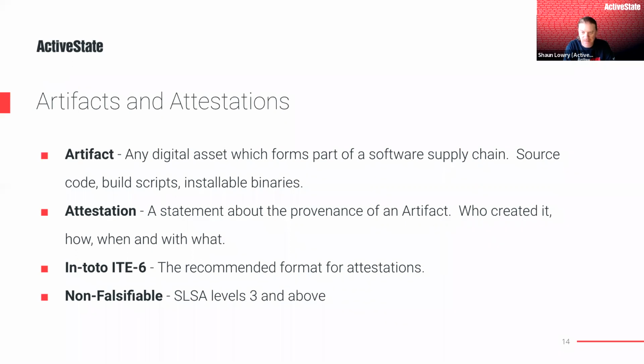An attestation is a machine-readable statement about the provenance of an artifact. It's a document which outlines the artifact itself, how it was generated, by whom, at which time, and using which dependent materials. And these materials may include the state of the machine prior to building it, for example, a virtual machine or a Docker image, and the required software dependencies, libraries or build tools, and anything else that may influence the resulting artifact. SLSA recommends using the in-toto ITE-6 format for attestations.